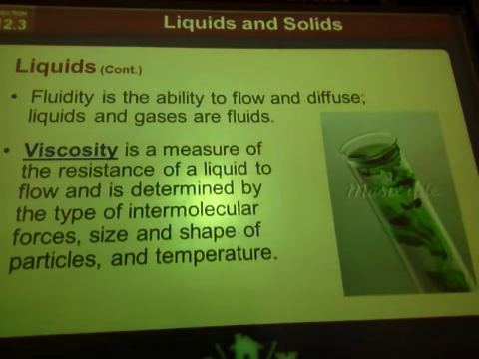So viscosity is just a measure of the resistance of a liquid to flow, and it's determined by a few different things. It's determined by the type of intermolecular forces, by the size and shape of the particles, and by temperature. So there are three major factors here that can determine viscosity of a liquid: intermolecular forces, size and shape of the particles, and temperature.